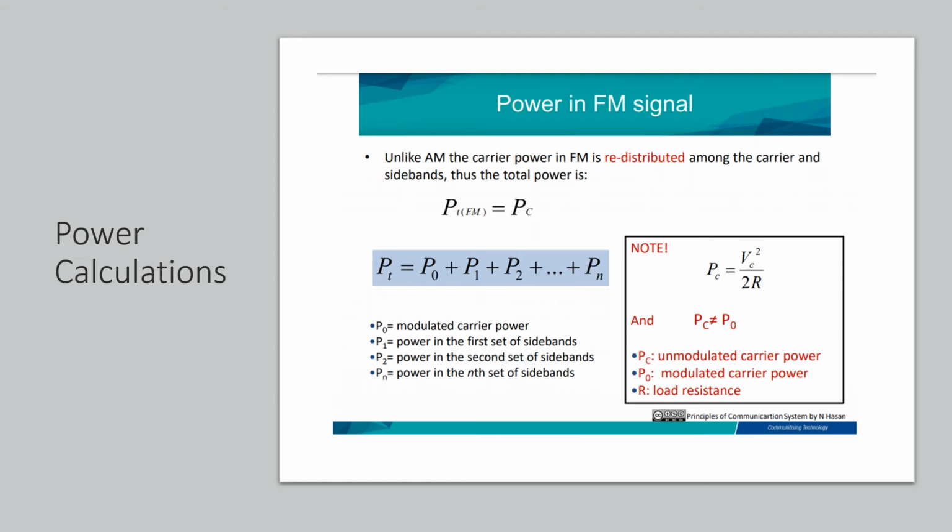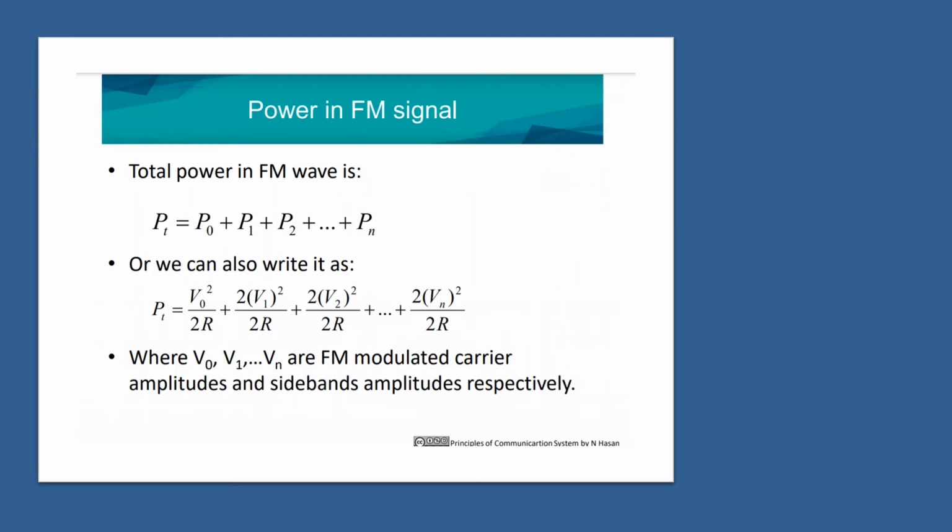To simplify that, the total power in an FM wave is the summation. Thus we can write it also as P sub t is equal to B sub 0 squared over 2R, and so on and so forth until we reach the nth term. In this case, B sub 0, B sub 1, and B sub n are the FM modulated carrier and sideband amplitudes respectively.